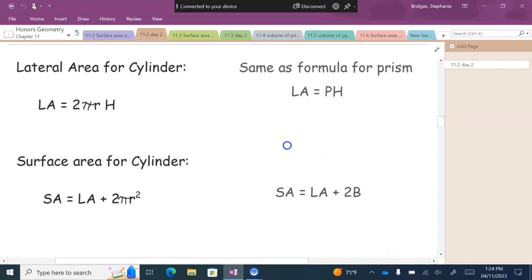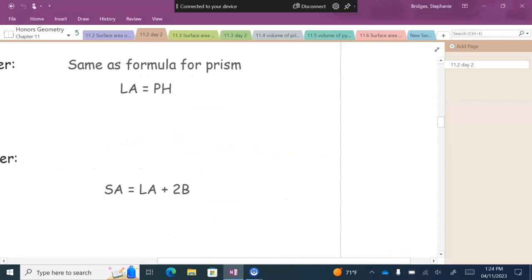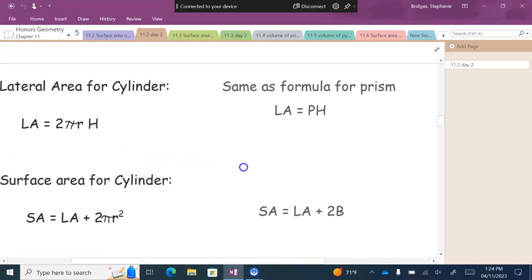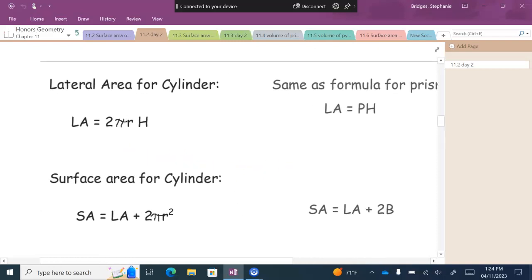All right, so first of all, for a prism, you don't have to write this down because you wrote this down yesterday. The formula for lateral area is the perimeter times your height. But if we're talking about the distance around a circle, what else is that called? Circumference. And we learned a formula for circumference: 2 times pi times r, 2 pi r, or pi times diameter. We tend to stick with the 2 pi r. So more specifically for a cylinder, your lateral area is 2 times pi times r times h.